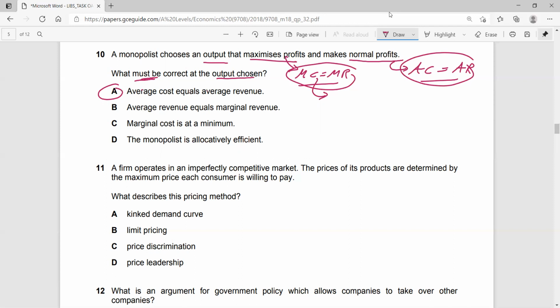Again, this doesn't correspond with this. Marginal cost is at its minimum, not necessary. This has to be equal to marginal revenue. Monopolist is allocatively efficient, is again price equals MC. And price, which is average revenue, equals MC, which is not the same as either of the two things that we have picked from the question. So we can be confident in crossing this out as well. Okay, question 11.